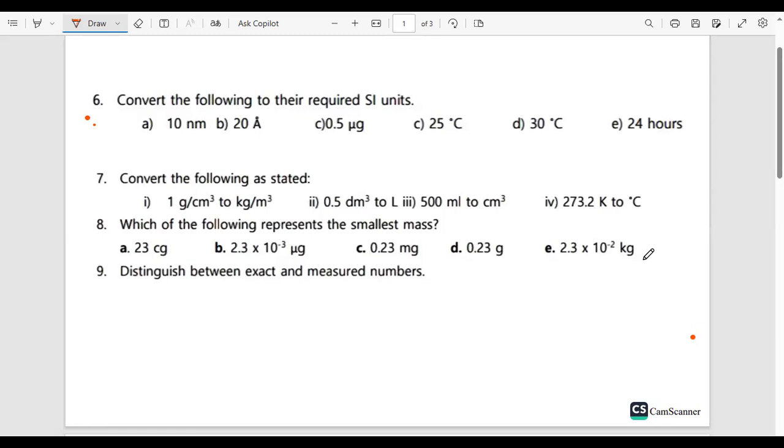So before you can convert any unit, there are three things that you have to know.